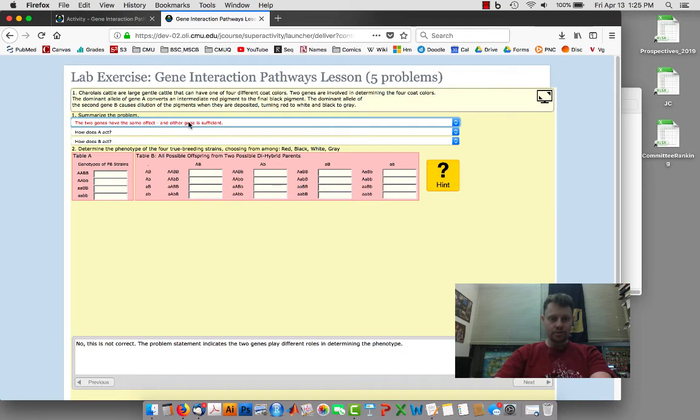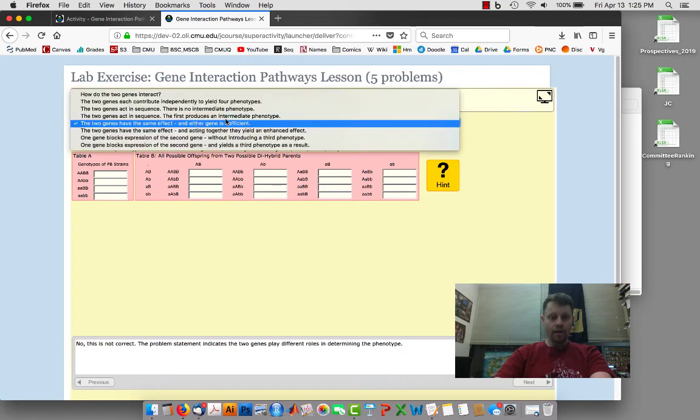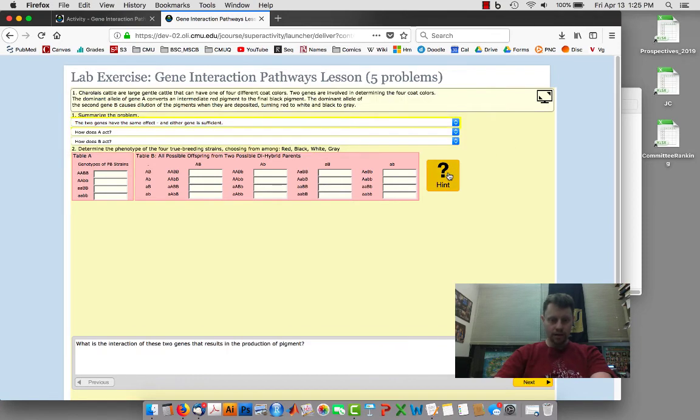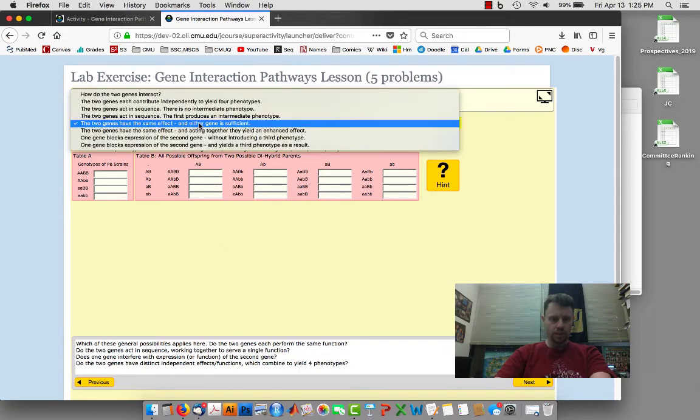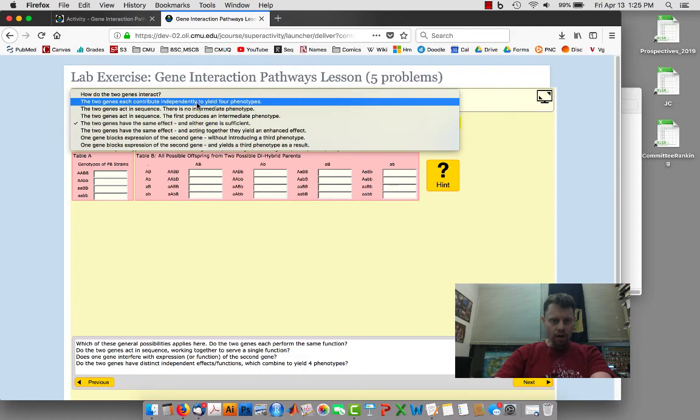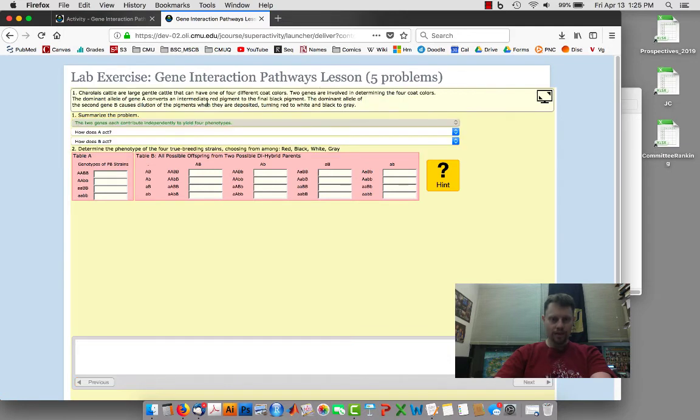That gets highlighted as red because that's wrong. Rather than continuing to click, maybe I'll take a hint. This first hint just sort of tells me what I should be looking for, not terribly helpful. Does each gene perform the same function? Well, I guess not, and so they're not really working in sequence either. Maybe these are just 2 genes that are independent of each other. In fact, there are 4 phenotypes, so probably that's what's accurate.